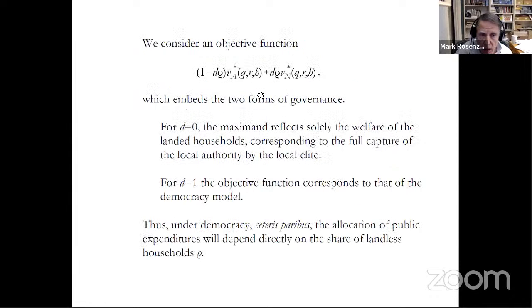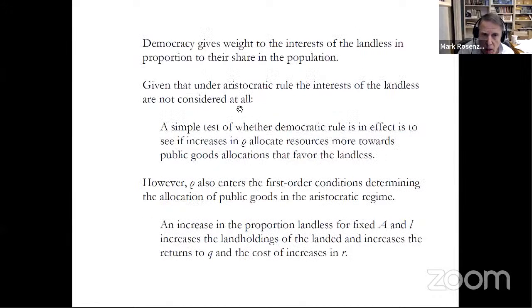So to do that, we consider an objective function, which embeds in it the two forms of government. For D equals 0, that is, there's no democracy, the maximand is going to reflect solely the welfare of the landed households. And when there's democracy, as we've seen, it's going to depend on the weights of the population shares and the interest of the two groups. All right, so again, democracy is going to give weight to the interest of the landless in proportion to their share in the population. And under the aristocratic rule, the interests of the landless are not considered at all.